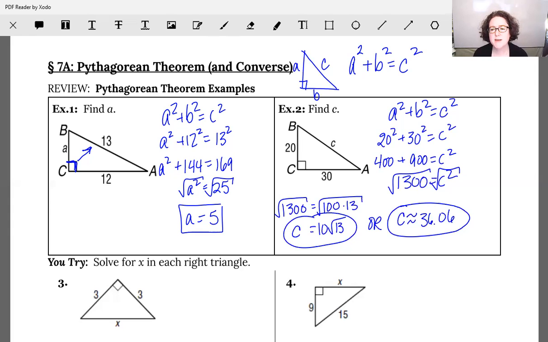Okay, now would be a good time. Go ahead, pause the video and try out at least examples 3 and 4, just to see if you remember your Pythagorean theorem.